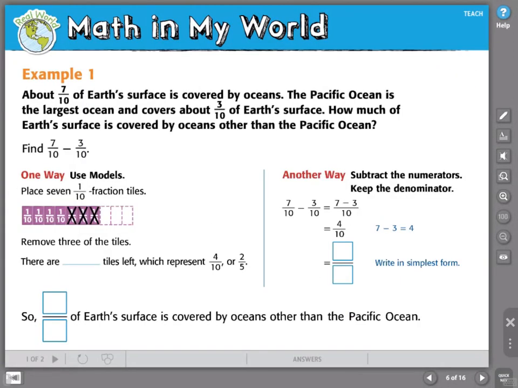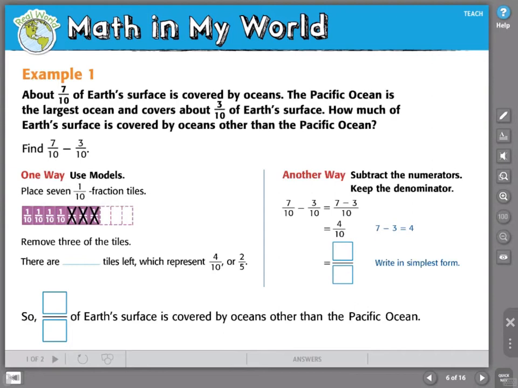Here's an example. About 7/10 of Earth's surface is covered by oceans. The Pacific Ocean is the largest ocean and covers about 3/10 of the Earth's surface. How much of the Earth's surface is covered by oceans other than the Pacific Ocean?